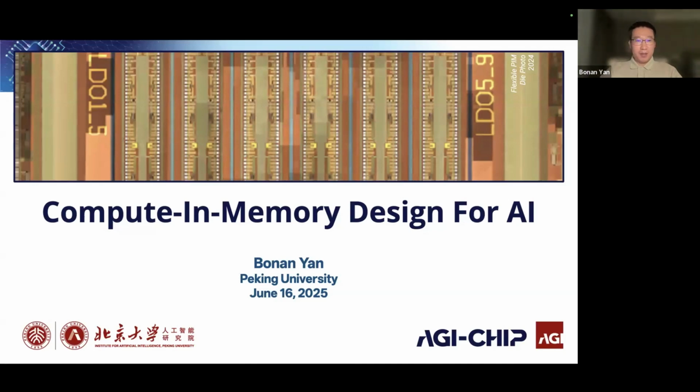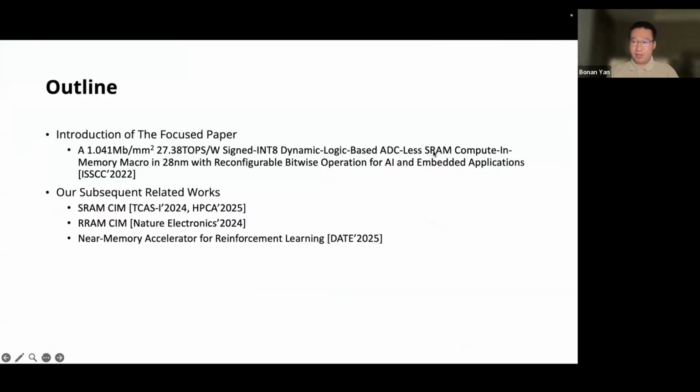Today is a good chance for me to introduce my work on the computing memory design for AI. Basically, this talk includes two parts. The first big part is the introduction of the focus paper, the ISSCC paper from three years ago, and the story never ends.